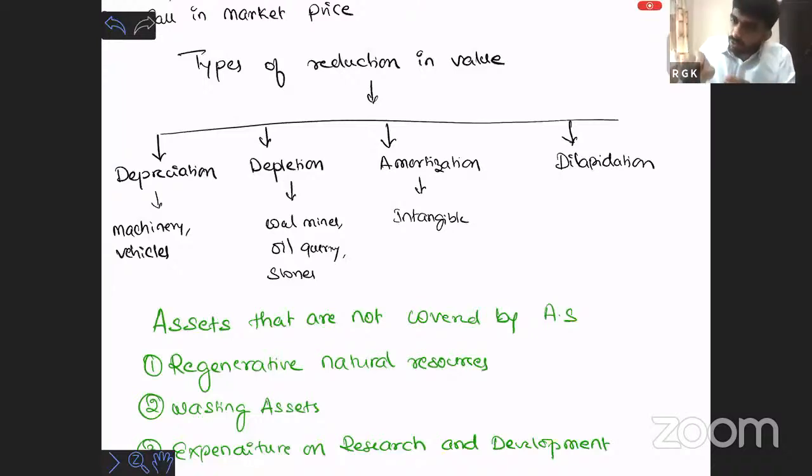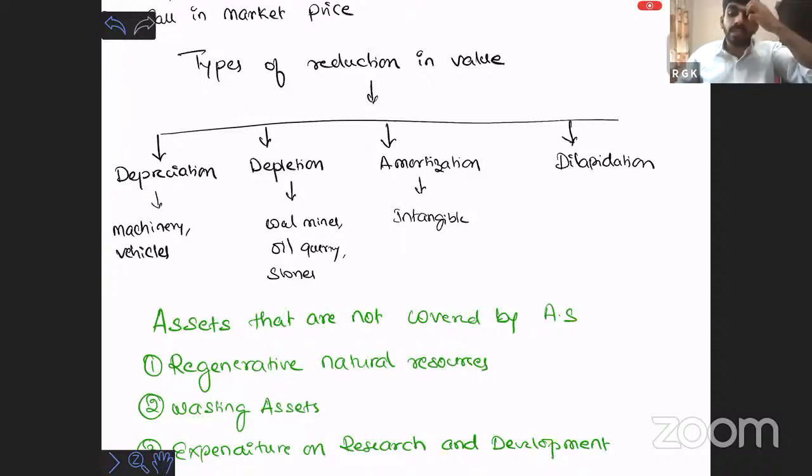So can I touch the copyright? I cannot touch the copyright. Can I feel the copyright? I cannot feel. Can I see the copyright? No. But can I get money from that? I can get the money from that. This is called an intangible asset.